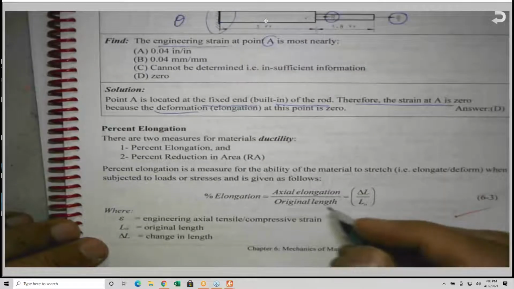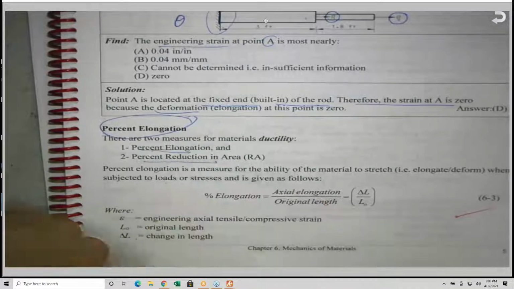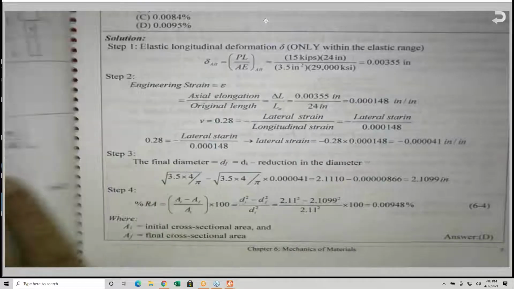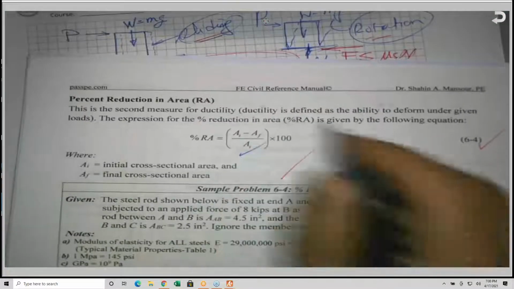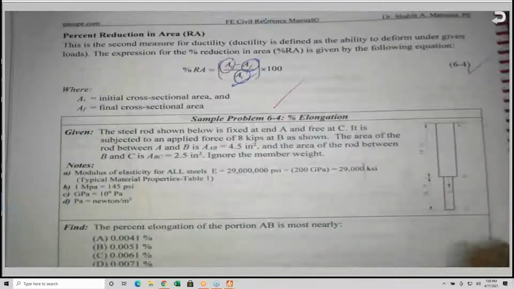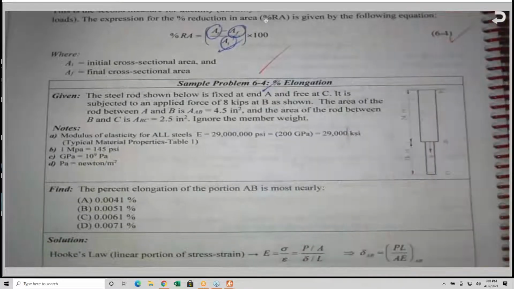Percent elongation could be determined as the percent reduction in area or percent elongation over the length. Here are the equations. The percent reduction in area, the one we saw, is the initial area minus the final area over the initial area, times 100. And I have a problem for you, problem 6.4.